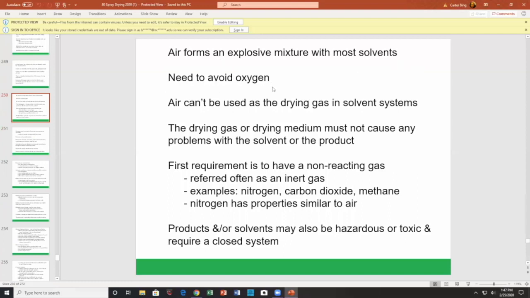The need is to avoid oxygen. Air can't be used as a drying medium for solvent systems. The drying gas or drying medium must not cause any problems with the solvent or product. So typically you're looking for a non-reacting gas, an inert gas that you can recycle. Nitrogen comes to mind. Carbon dioxide comes to mind. I'm not quite comfortable with methane either. These two I know don't burn.